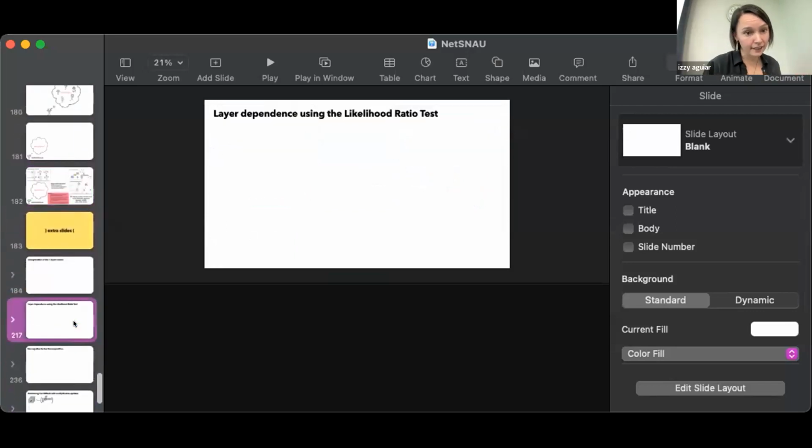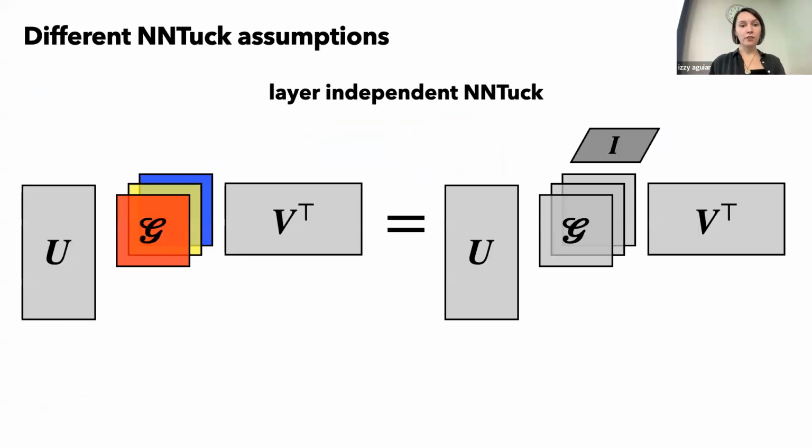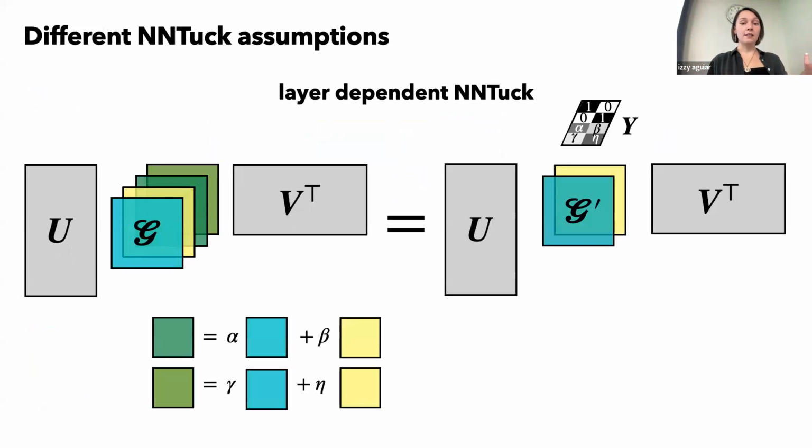So another whole thing that we did, in both the first paper establishing this model as well as extending it to different cases in this work, is using a likelihood ratio test to test between different model specifications. The helpful thing is that each of these different NNTuck specifications are actually all nested within the layer independent non-negative Tuck decomposition.